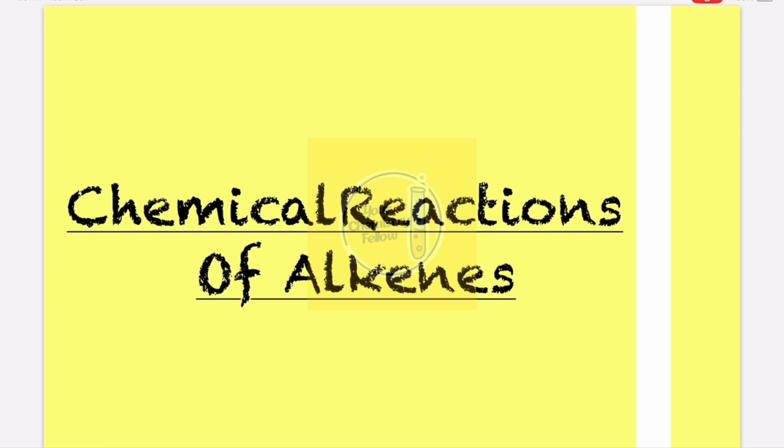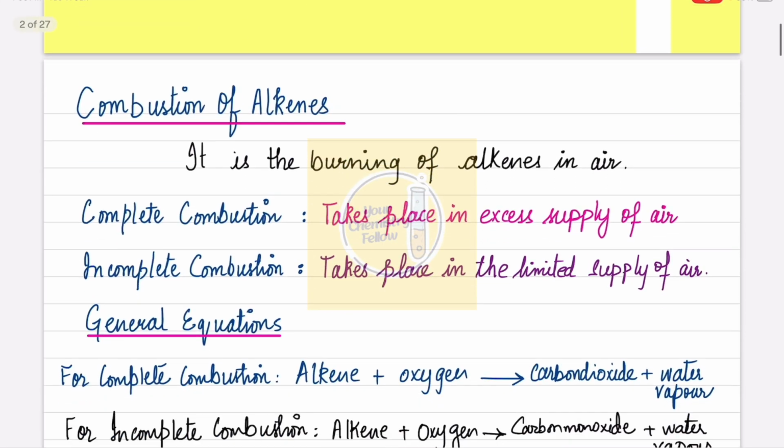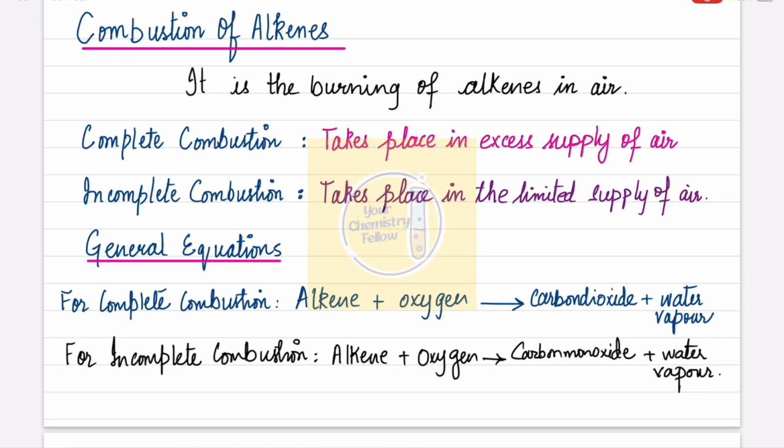In this video we will talk about chemical reactions of alkenes in detail. So let's start the video. First of all is the combustion of alkenes. Combustion is the burning of alkenes in air. There are two types of combustion, complete combustion and incomplete combustion.